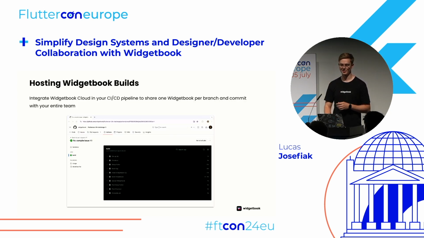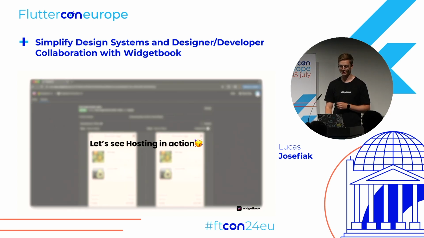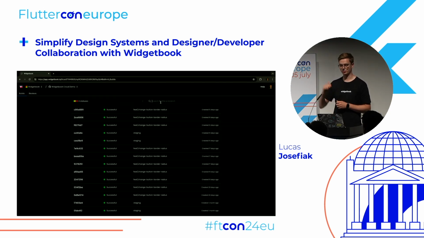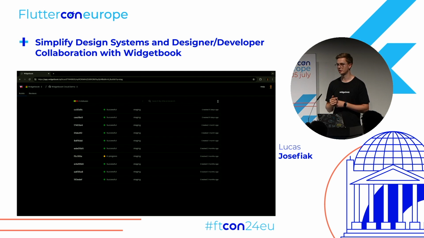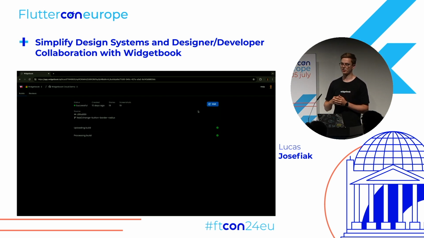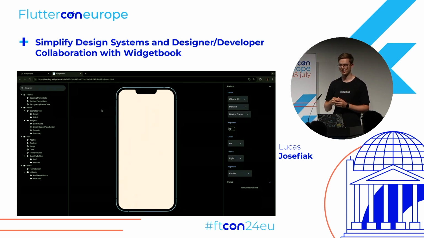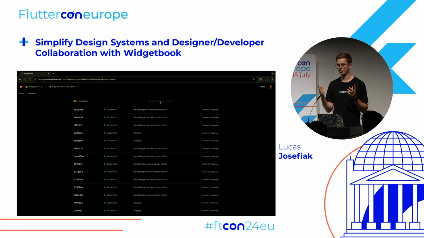And for hosting Widgetbook builds, what you can do is you can just integrate your Widgetbook Cloud in your CI/CD pipeline to share one Widgetbook per branch and per commit. So basically, anytime you are pushing a new commit to your repository, we are hosting one Widgetbook build for that on Widgetbook Cloud. And to see it in action, you get a nice list of all of the different Widgetbook builds. And if you select a build, you then have the chance to preview it and share it with your entire team.